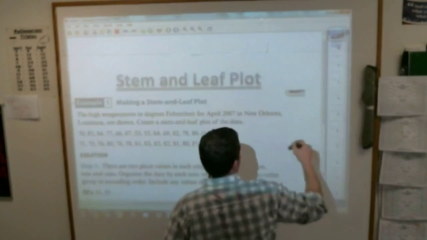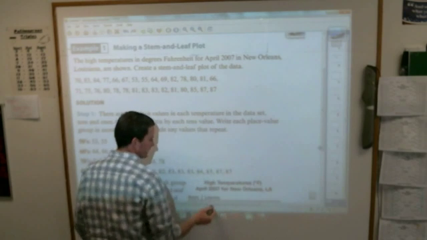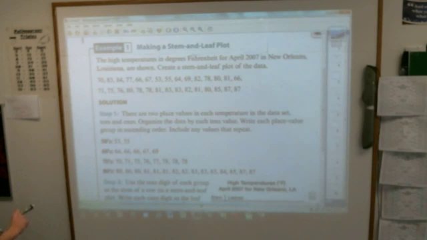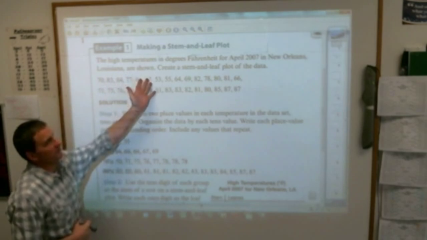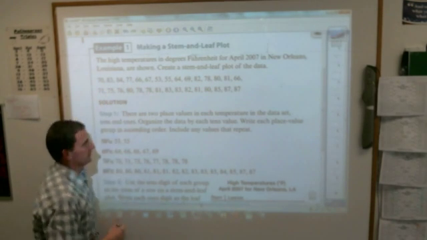Taking unorganized data and putting it into usable form so it actually means something to you. And one of the ways we do that is with stem and leaf plots. Here are apparently the temperatures in degrees Fahrenheit for April in New Orleans, Louisiana. Create a stem and leaf plot.